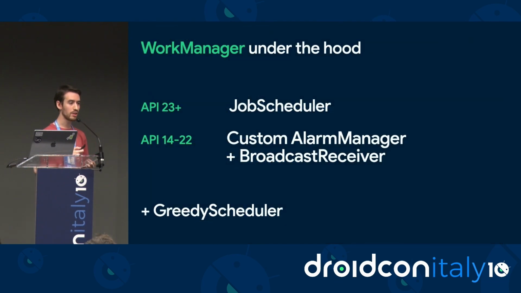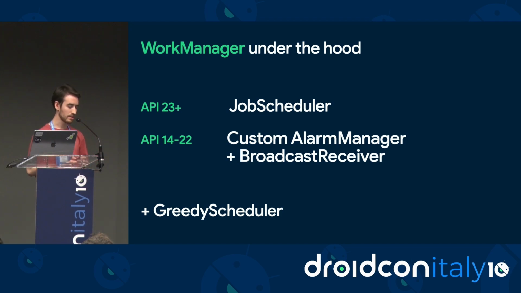Also, another thing about WorkManager is that it has a greedy scheduler that runs when your app is in foreground. So if the user is actively using your app, the task will be scheduled by this greedy scheduler, which is a class in the WorkManager library. There's no need to give your work to the OS if your app is running.